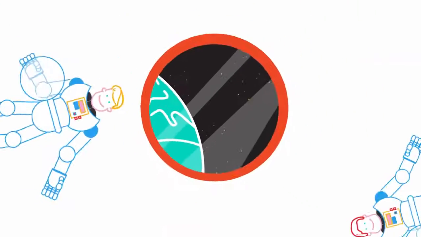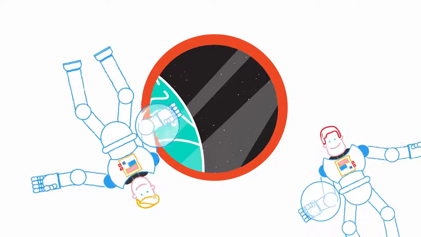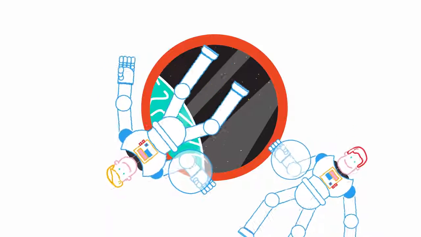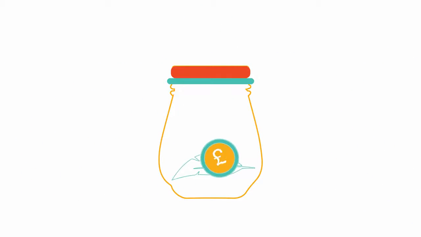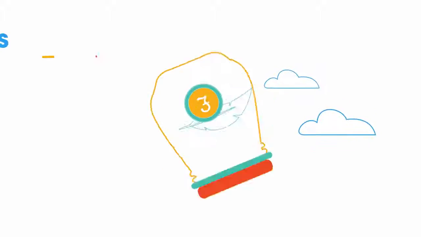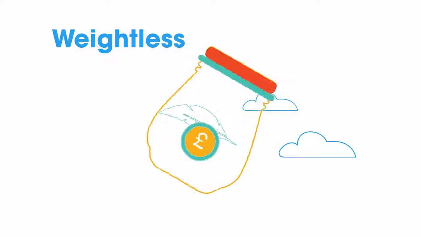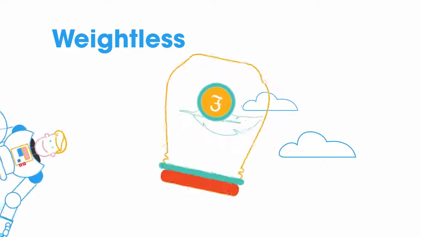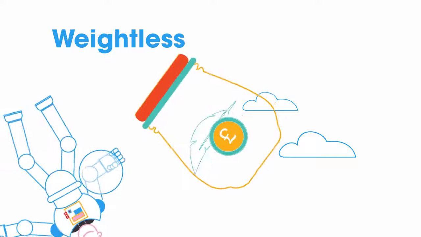All the objects and people in the space station are falling together, and so relative to each other, they are weightless. You can try this at home. Put a feather on a coin in a transparent large plastic sweet jar and throw it upwards. The coin and the feather appear to float weightlessly inside the jar. This is just like the objects and people in the space station.